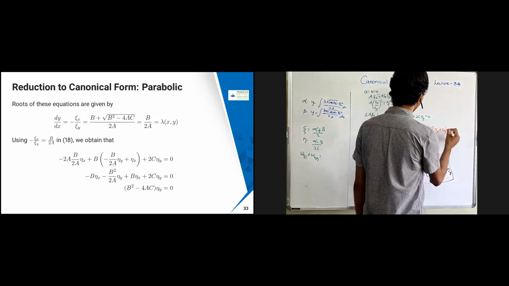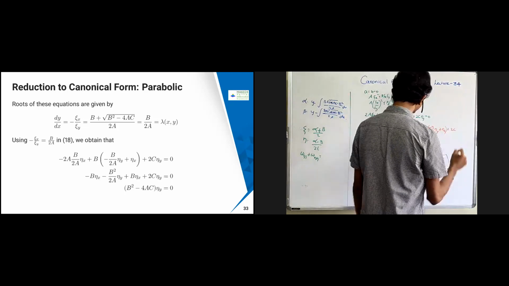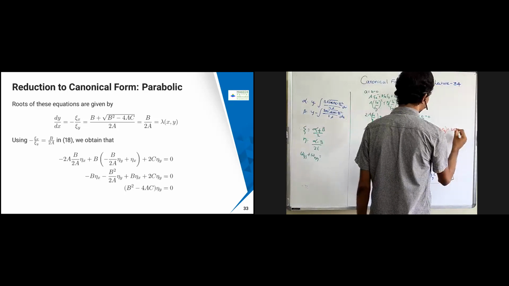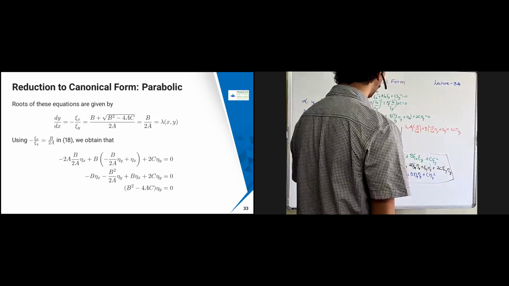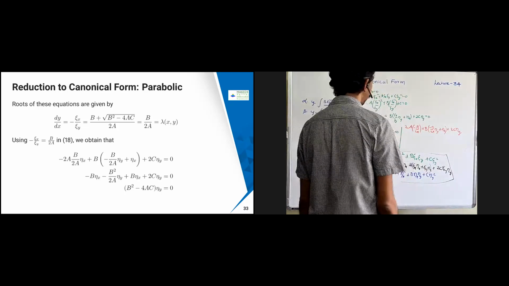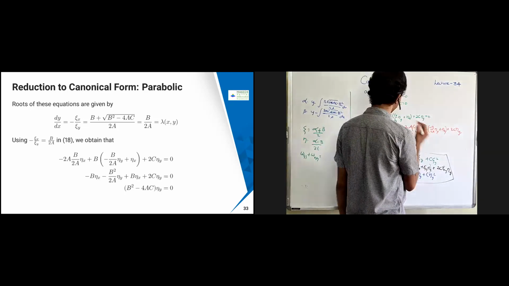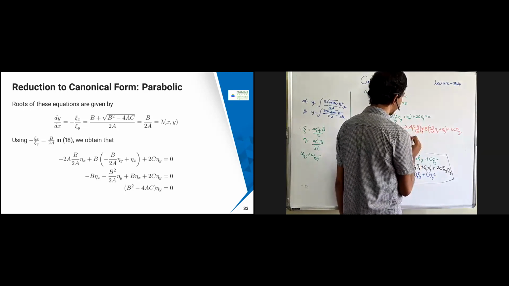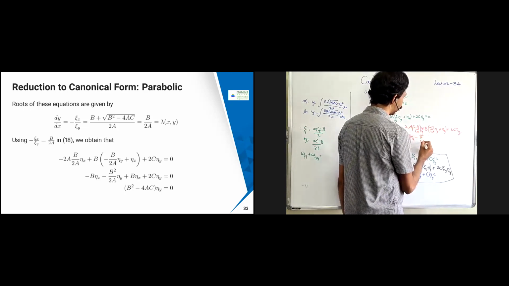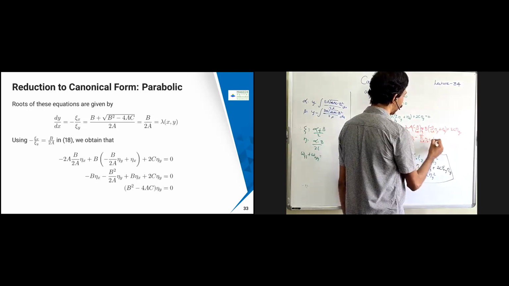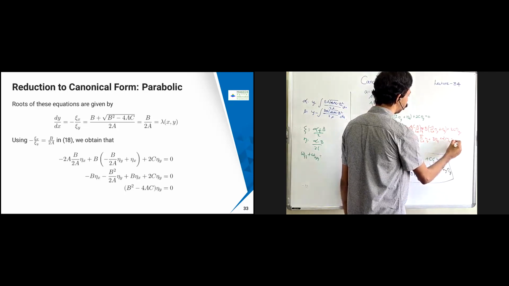Then 2c into eta y is going to come. So 2a gets cancelled, and minus b is going to come. Here only eta x is missing. Minus b eta x is there. And this is going to become minus b square by 2a into eta y, plus minus b into eta x plus 2c into eta y is going to be there, equal to 0.